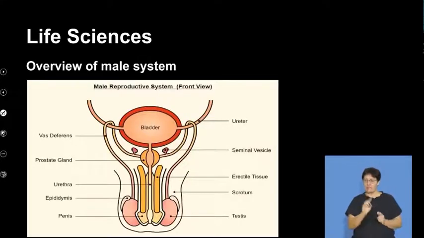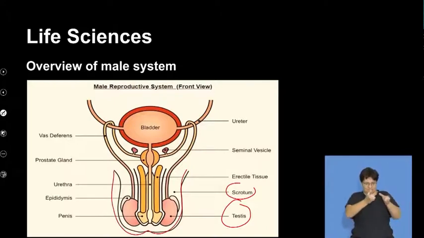As I said, the male reproductive system consists of a pair of testes, which we find located in a sac that extends below the lower abdomen, and that is the scrotum. So we find that the testes are suspended in a sac called the scrotum. We have a pair of the testes.